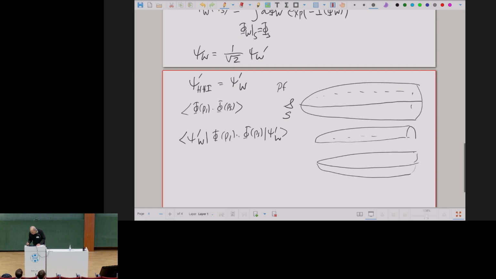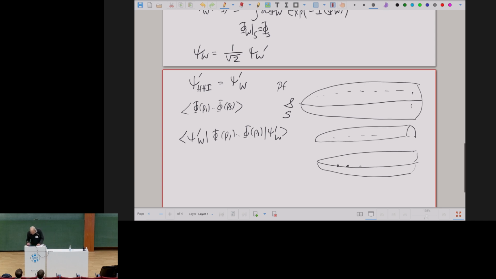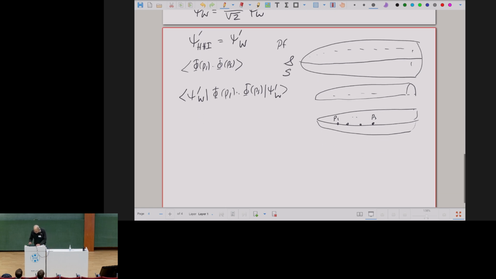If we just wanted the normalization of the state psi prime W, we would just glue the top and bottom together. But to calculate a path integral with operator insertions, we simply insert the operators on the points P1 up to PS before the gluing. And so this is simply given by a path integral on the Euclidean Schwarzschild spacetime with those operator insertions. And by definition, that's equal to what we're calling psi HHI or psi prime HHI with these insertions.